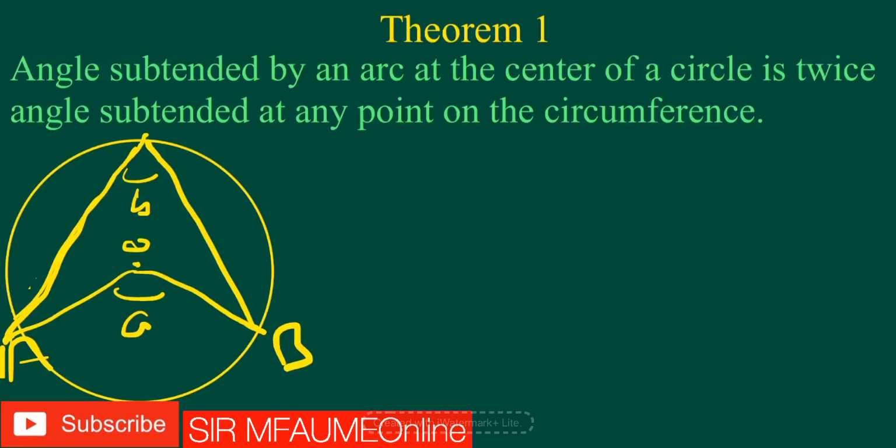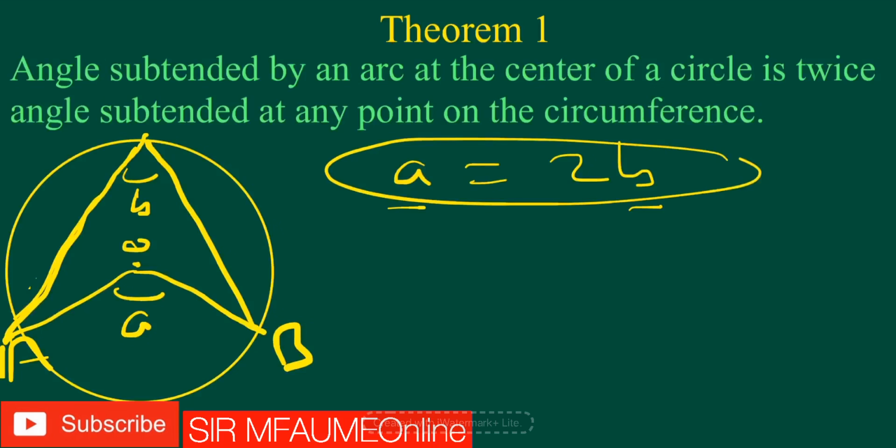Then from there, I want to prove that A equals 2B, meaning the angle at the center equals 2 times the angle at the circumference. B is the angle at the circumference, A is the angle at the center. So now we're going to prove this one.